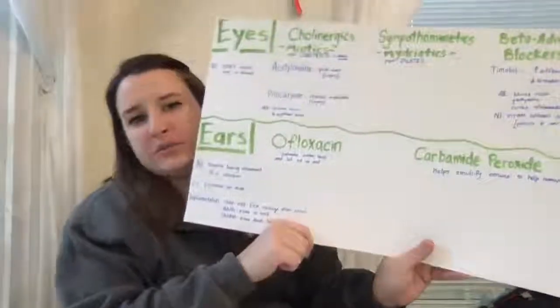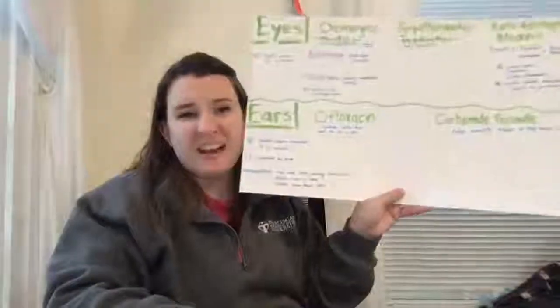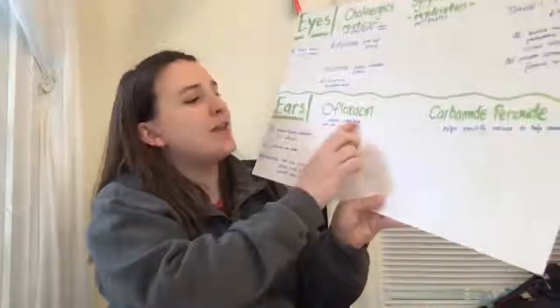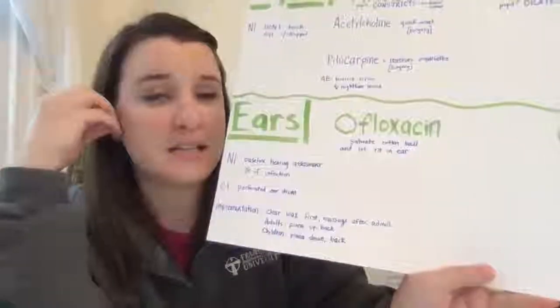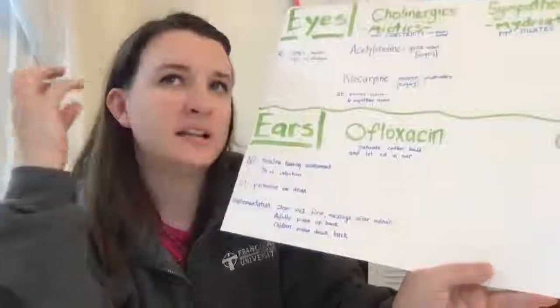Okay, now we have 2 different drugs for ears. Just some nursing implications for these drugs. Ofloxacin: for this drug, you're going to want to saturate a cotton ball and then let it sit in the patient's ear while it's being absorbed. Just let it drip down.